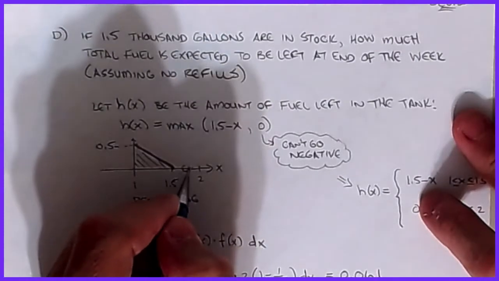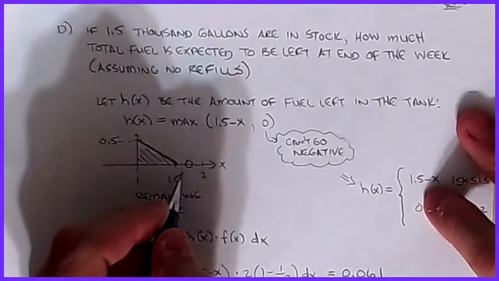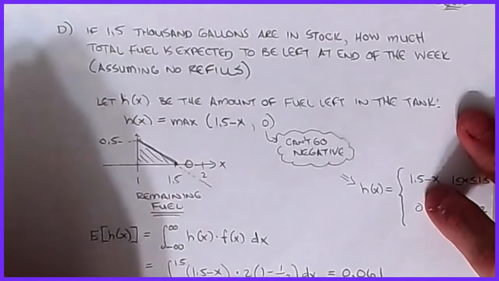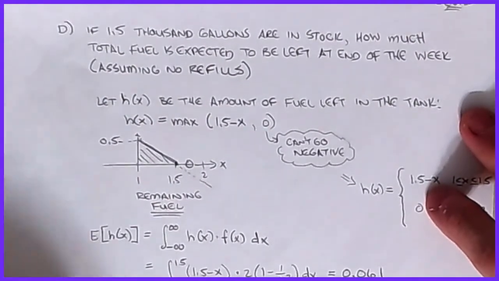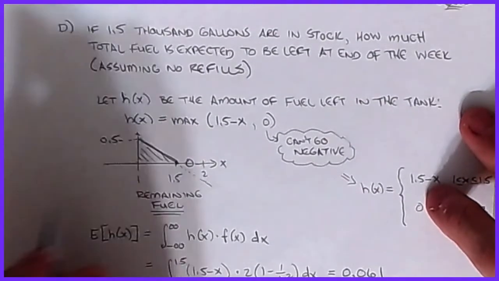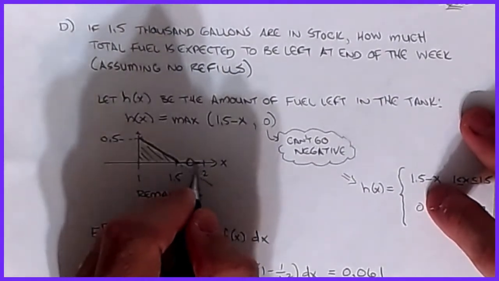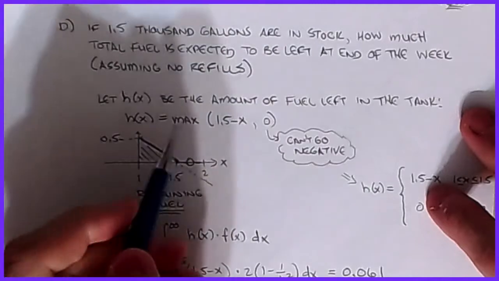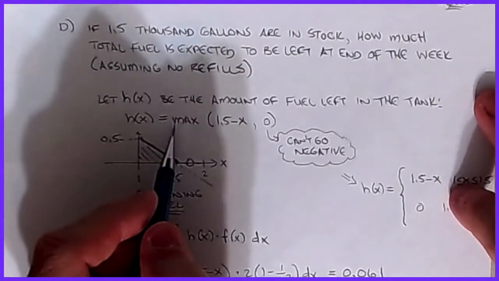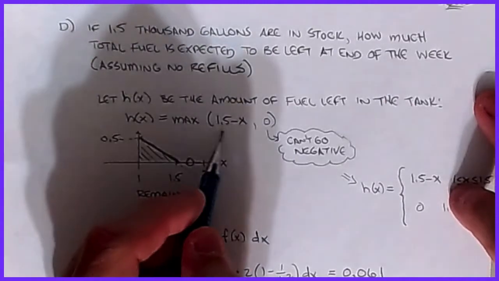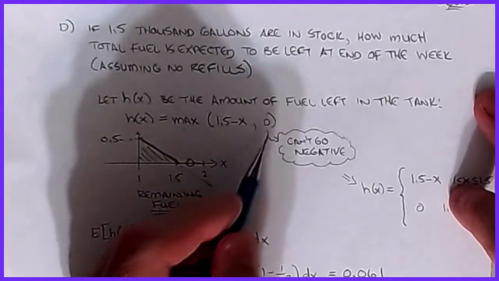But notice that it's 0 here, right? Because this curve on that function wants to keep going negative, but I can't have a negative quantity in there, right? Somebody's not driving up and putting fuel in my tank for me. So at this point, we have to follow this curve. This becomes kind of a max operator, if you remember those. It's going to be the maximum value of either 1.5 minus x or 0.